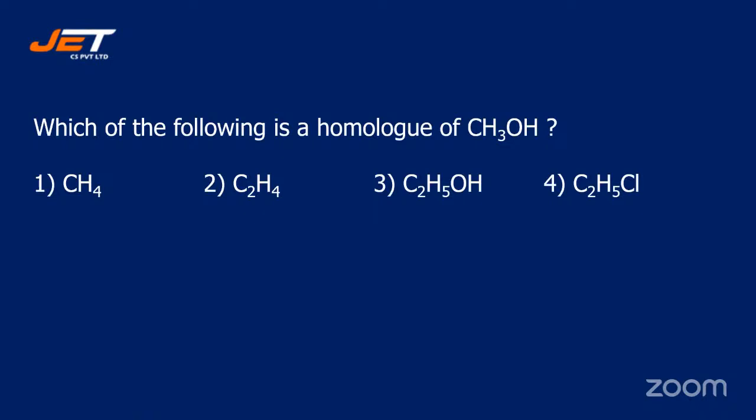Which of the following is a homologue of CH3OH? Your options are number 1, CH4, option number 2, C2H4, option number 3, C2H5OH, or option number 4, C2H5Cl?